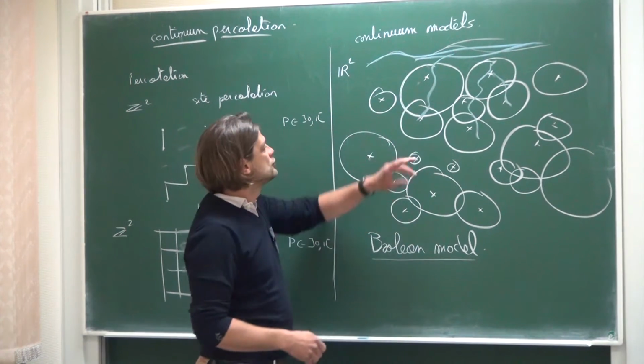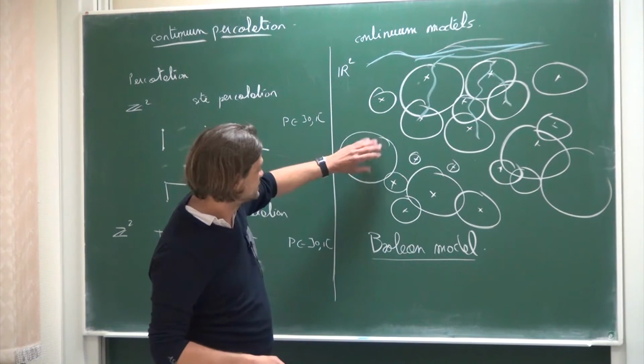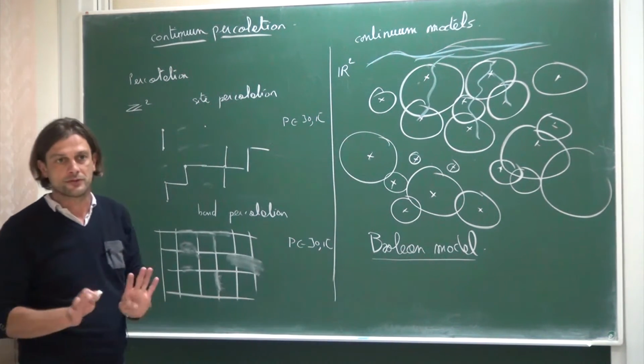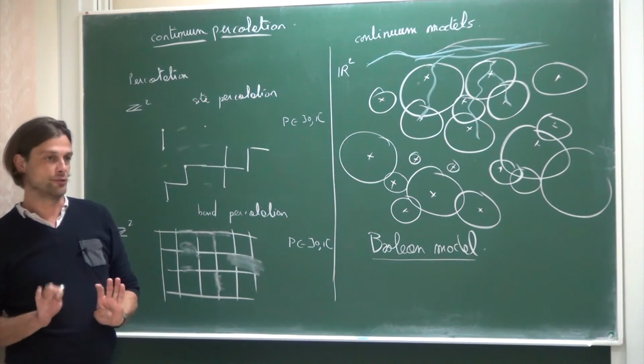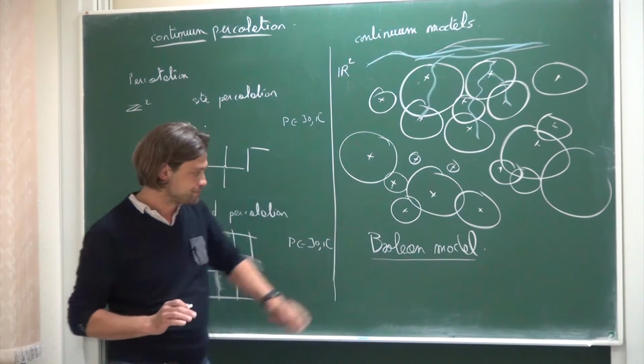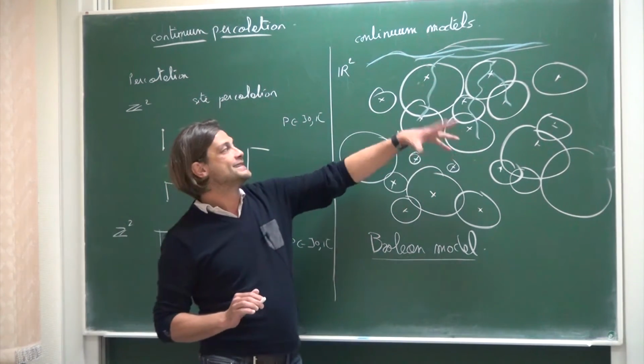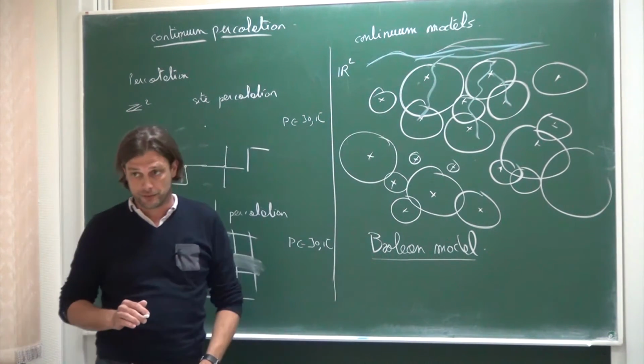So we can use other kinds of grains. It's called grain: balls, or squares, or any convex sets. But for simplicity, I decided to present the Boolean model with balls. And we will be interested in the existence of an infinite connected component for this kind of model.